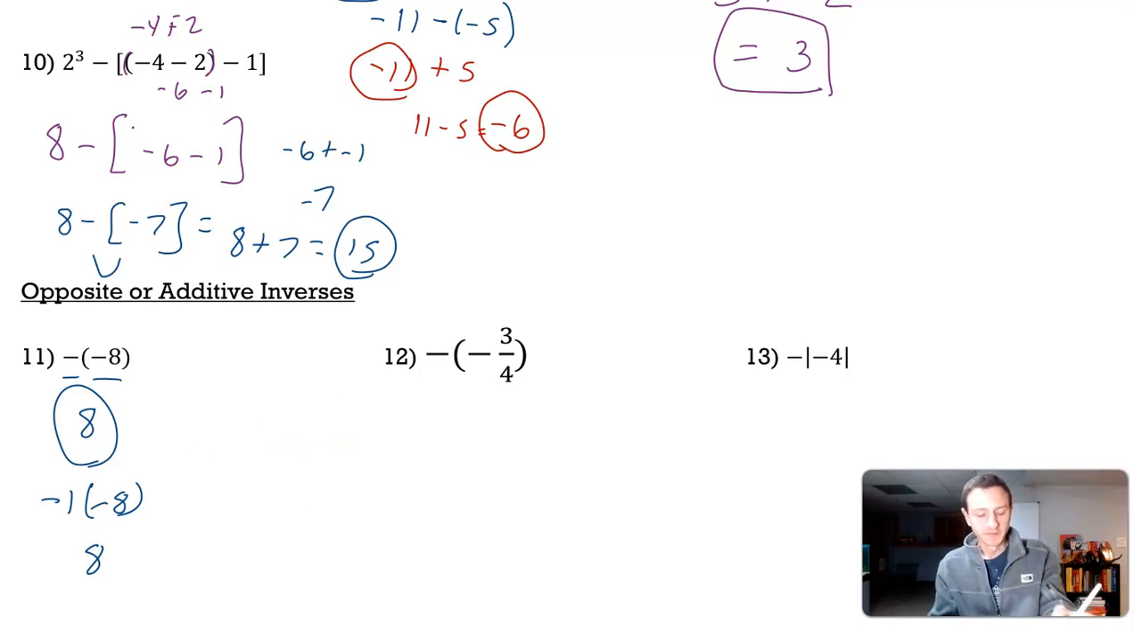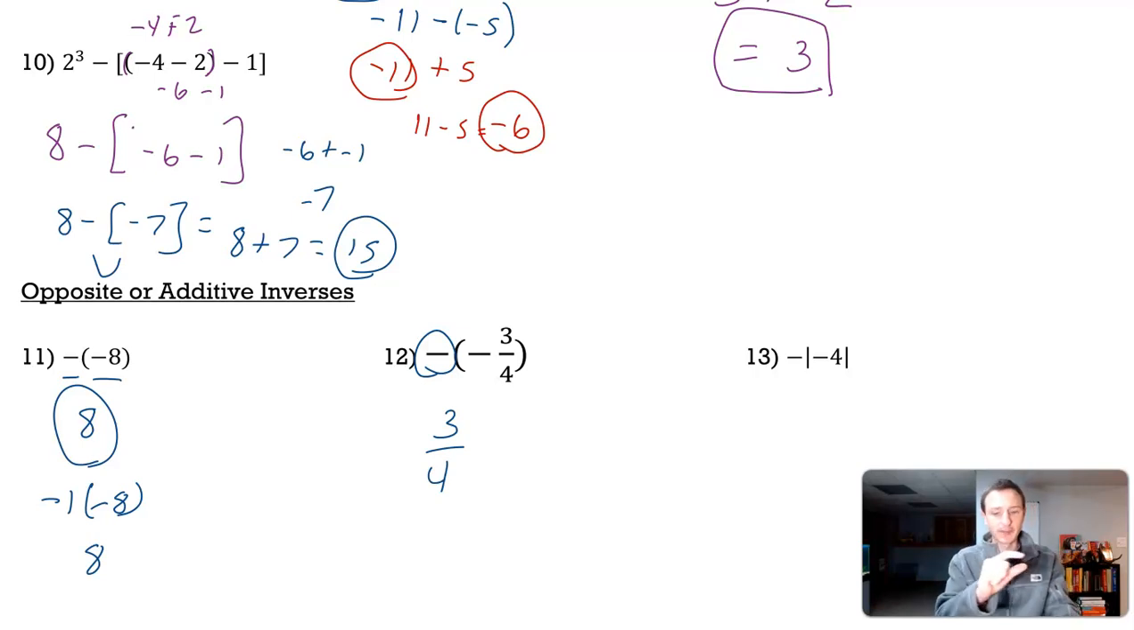Number 12, take the opposite. Negative sign is representing the opposite. Take the opposite of negative 3/4. So if it's negative 3/4, it's going to become positive 3/4 because we're taking the opposite of negative 3/4. In 13, we've got to be careful here because we want to take the opposite of the absolute value of negative 4.